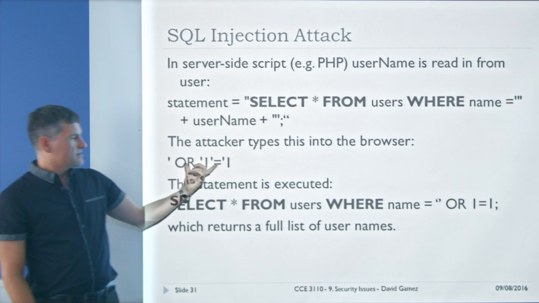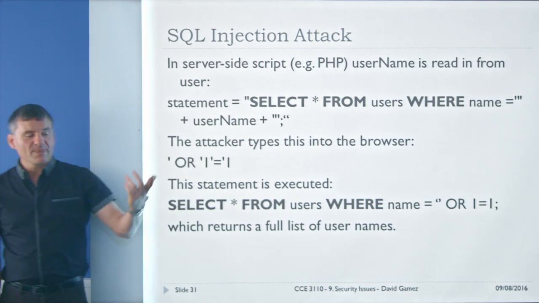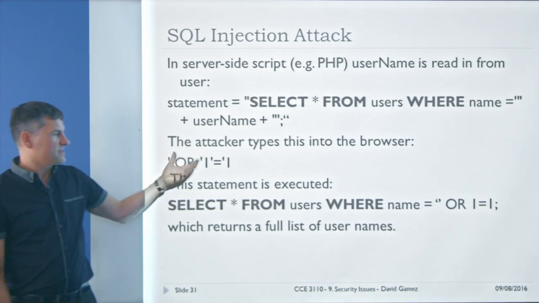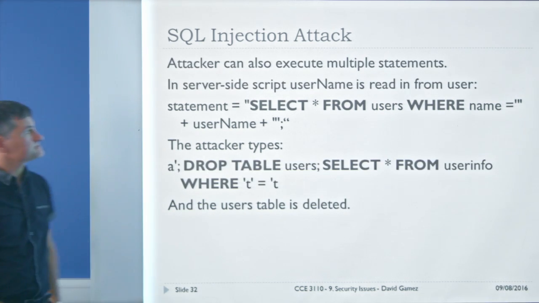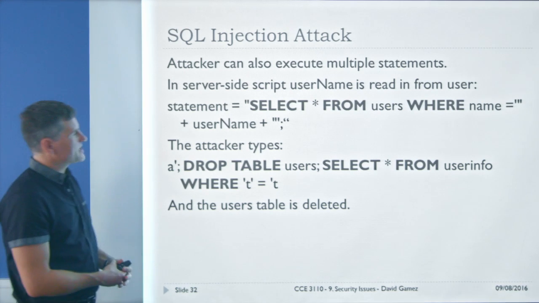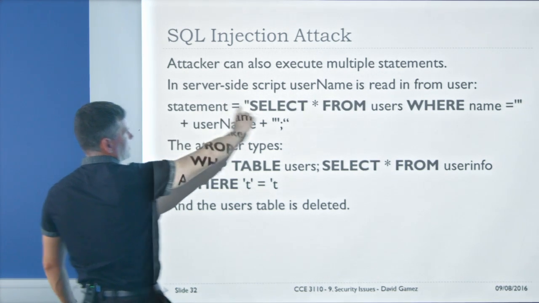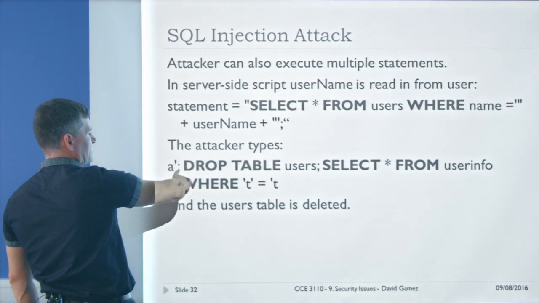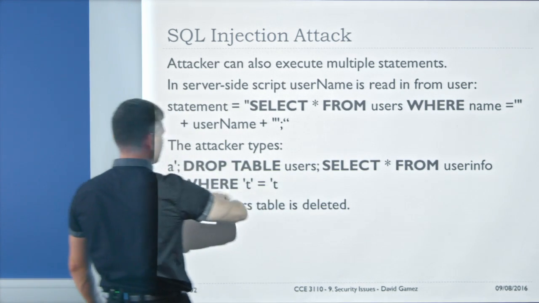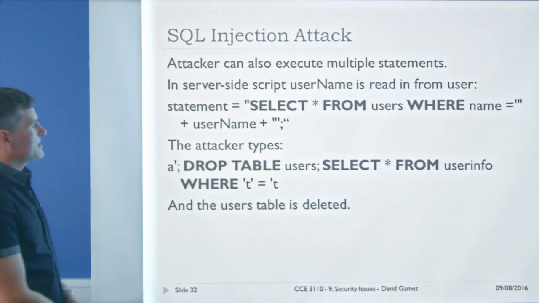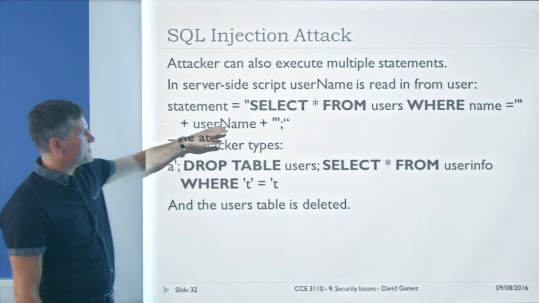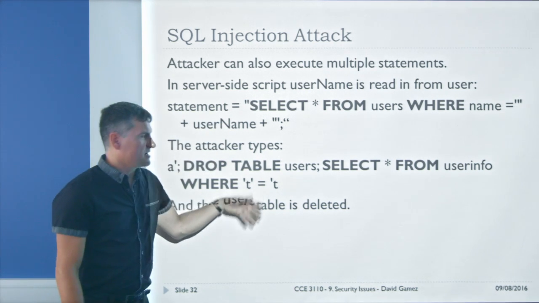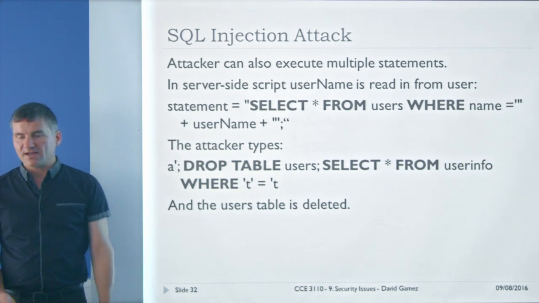So they're entering SQL statements into the form. There's no validation of that SQL, of the form data, and therefore the SQL gets executed in the database. They can execute multiple statements. So suppose that this is the PHP. We've got select all from users where name equals username, same thing. And what the attacker types is drop table users, select all from user info where t equals t, whatever. So instead of entering their username, they enter SQL. The SQL gets executed, and they can delete the entire database or do whatever they like.